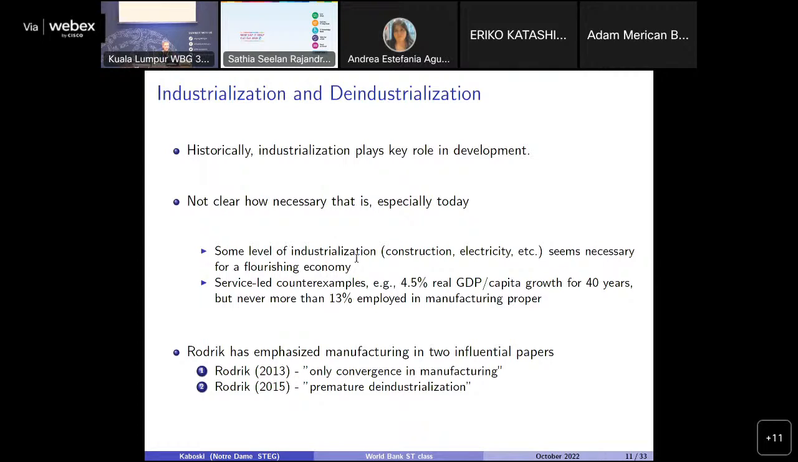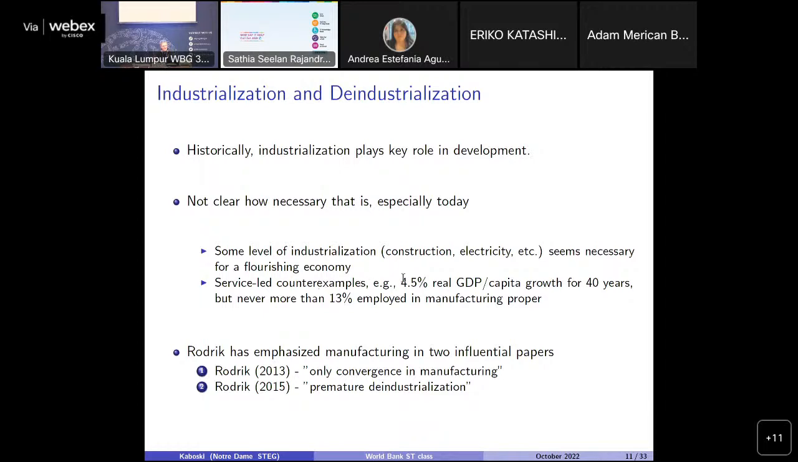Obviously, some level of industrialization is necessary for a flourishing economy. I don't think you can be a rich economy and not have electricity. You have to have a construction sector that's productive. It's not a tradable thing, but you need buildings, you need electricity, no matter what you're doing. But there are some service-led counterexamples.